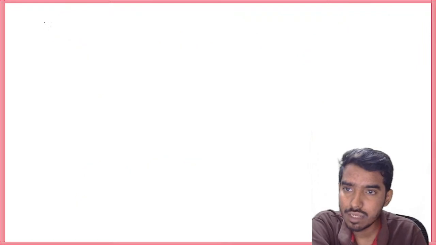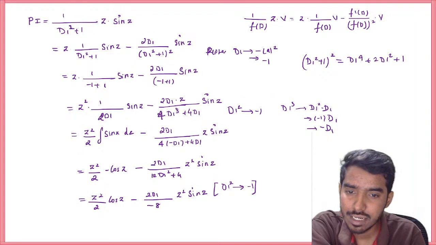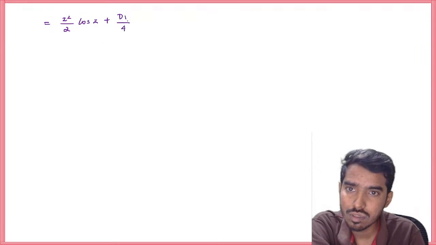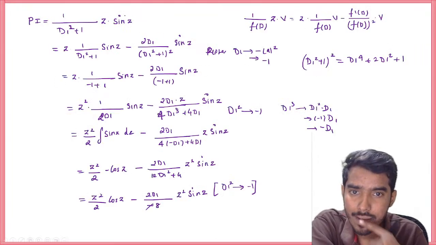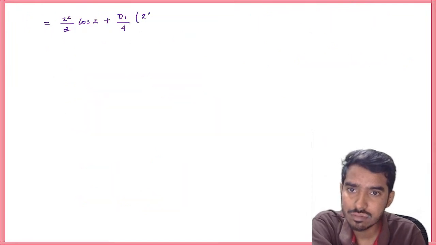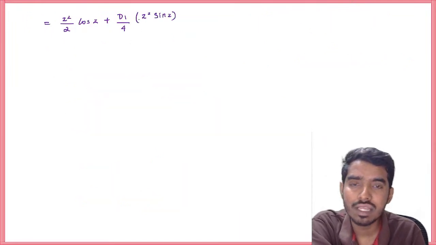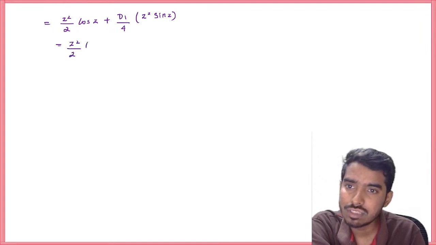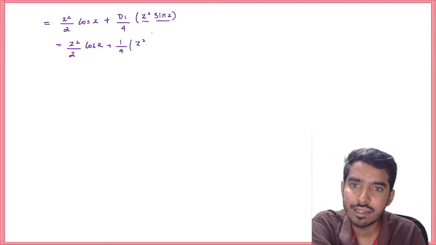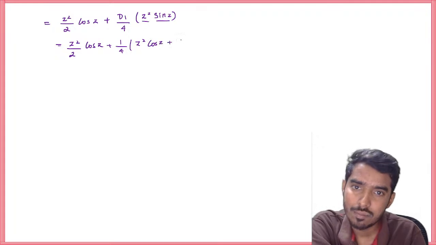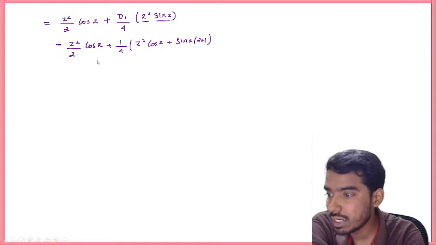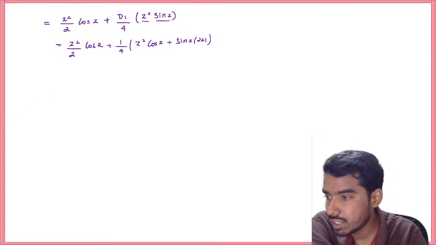So we will have this to be equal to z square by 2 cos z plus D1 by 4 z square sin z, right? So D1 means what? You have to differentiate this. So z square by 2 cos z plus 1 by 4, differentiate this: z square, derivative of sin z is cos z, plus sin z into 2z. I'm applying the product rule, right? This is your required particular integral.